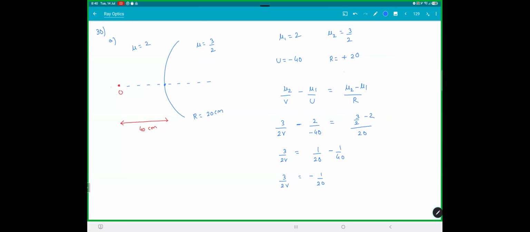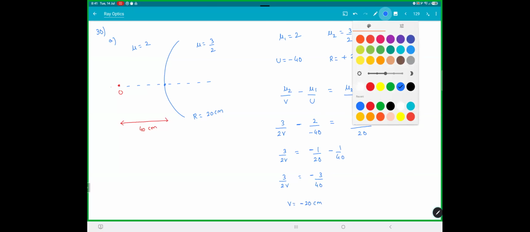Mu2 is 3 by 2, mu1 is this. 2 by 40 is 1 by 20. This is minus 1 by 20. That will be minus 3 by 40. So v is equal to minus 20 centimeters.